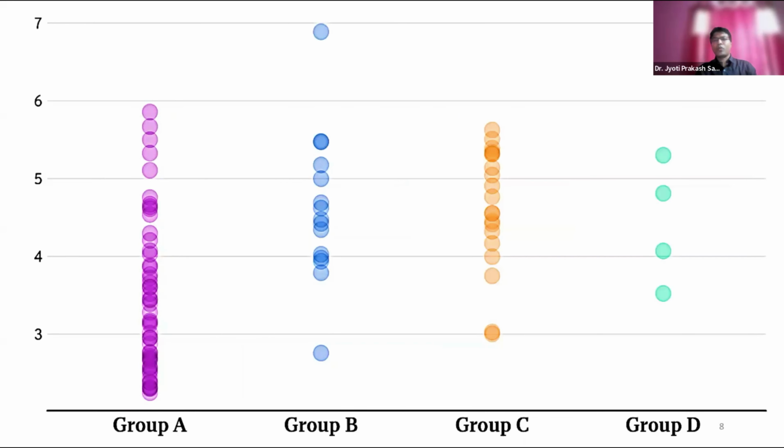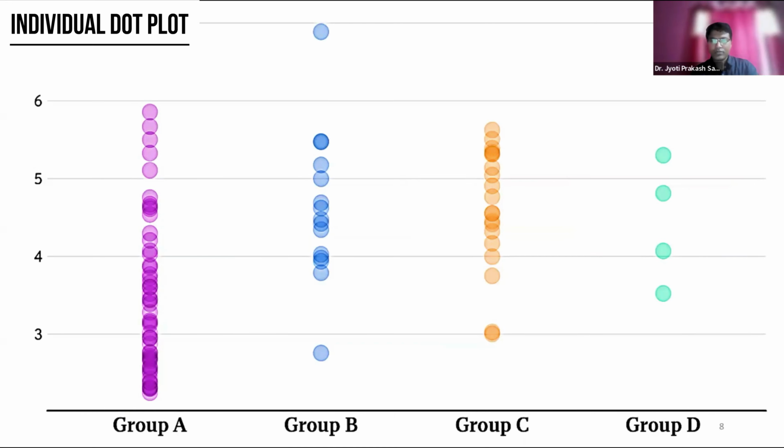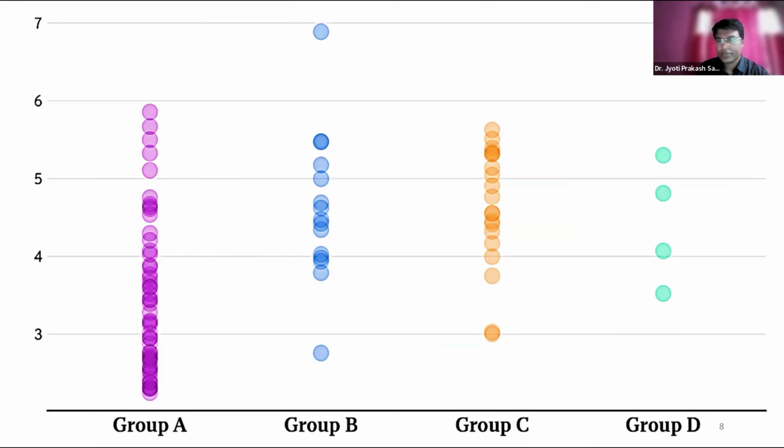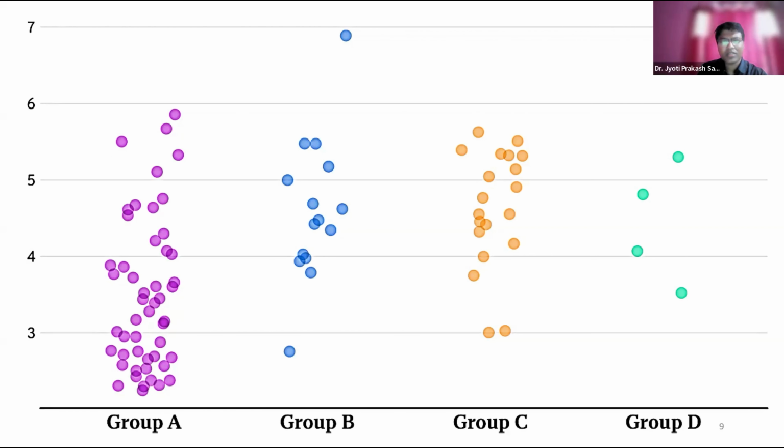Then this is the dot plot, the individual dots. Can you identify the individual dots? 4 dots in group D, 20 dots in group C, 15 in B, and 51 in A. If you count, the numbers will be the same. This is the dot plot showing the individual values, their assessment scores. Better to interpret.